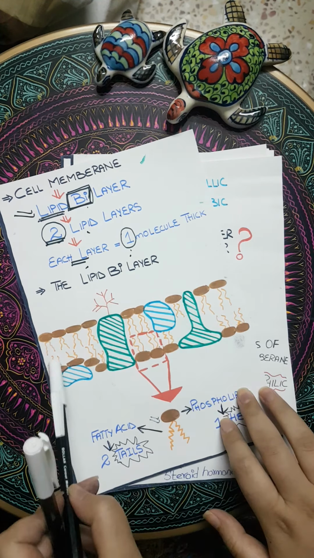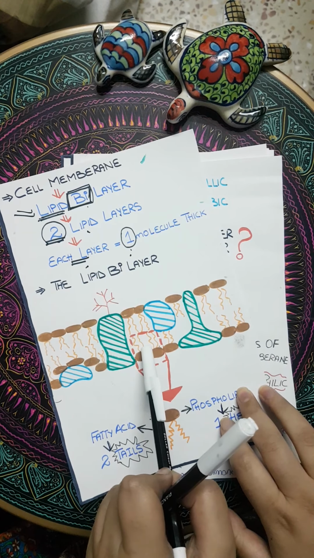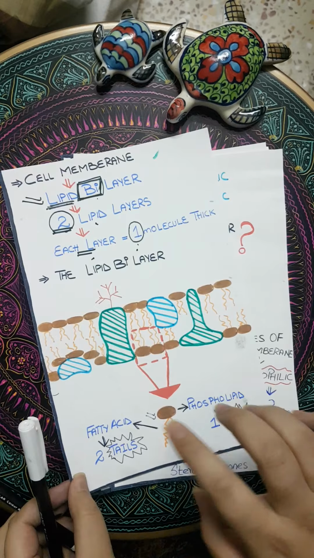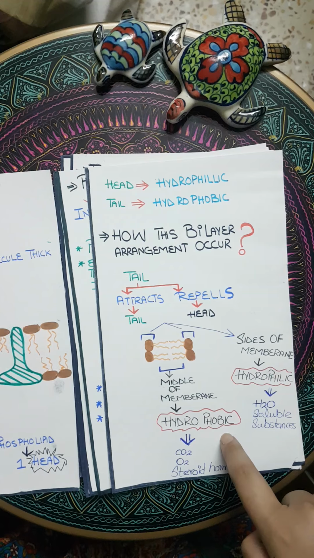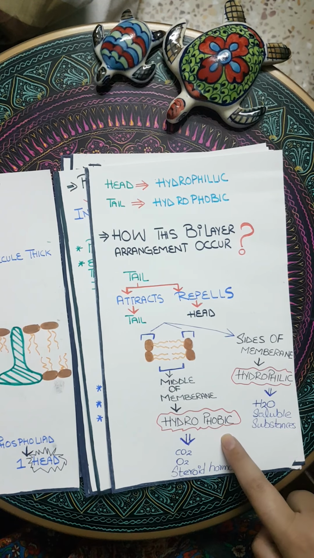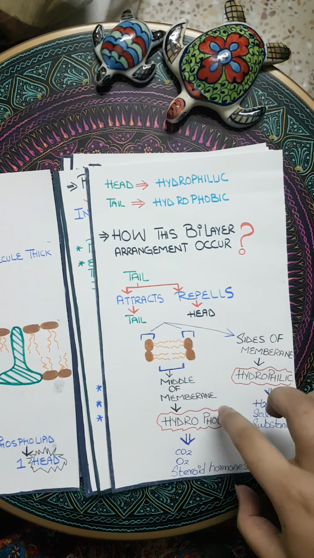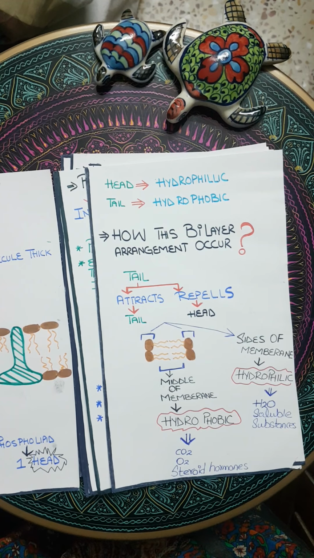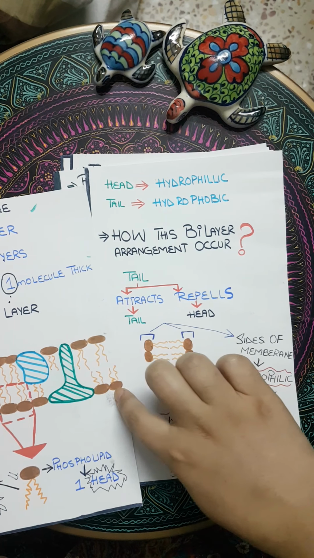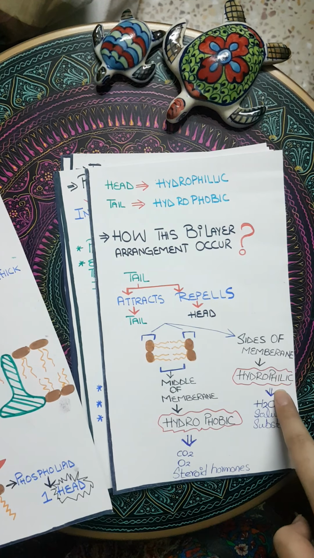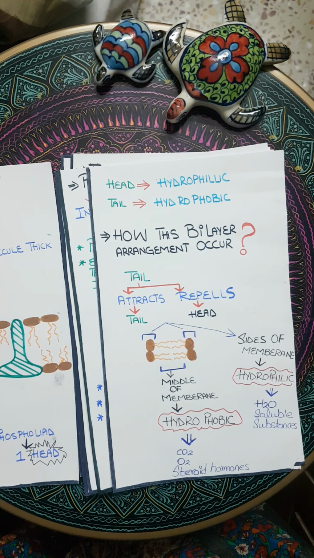Now we can see in this diagram that the tails are in the middle and on the sides we have the heads. Because of this, the middle part of the membrane is hydrophobic and all the water insoluble substances will be attracted to this part, such as carbon dioxide, oxygen, or the steroid hormones. And the sides of the membrane, because of the head part, are hydrophilic. So all the inorganic or water and water soluble substances will be attracted to the sides of the membrane.